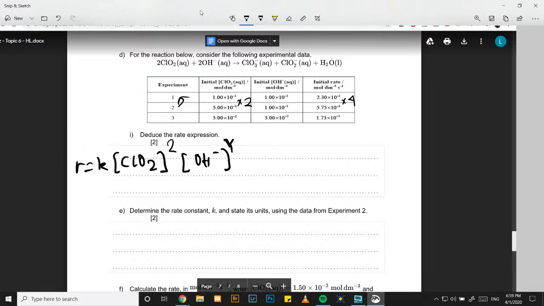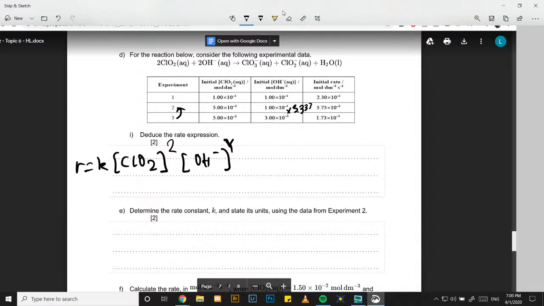Now for OH minus, you can analyze reactions 2 and 3, going from reaction 3 to 2. When you go from 3 times 10 to the negative 2 to 1 times 10 to the negative 1, you're going up by approximately 3.3, continuing 3 forever, like 3.3333. That's how much the concentration is increasing.